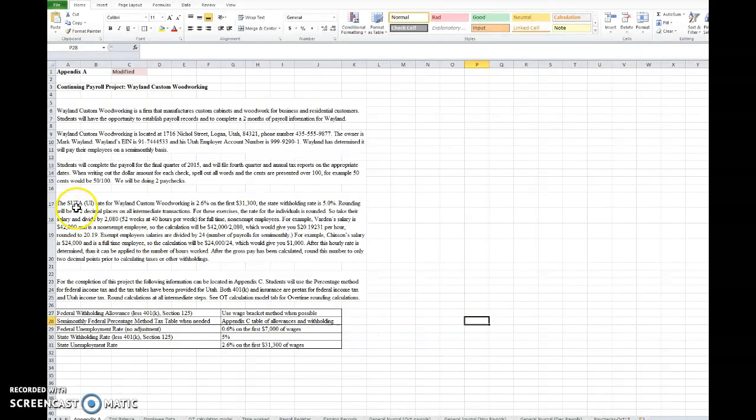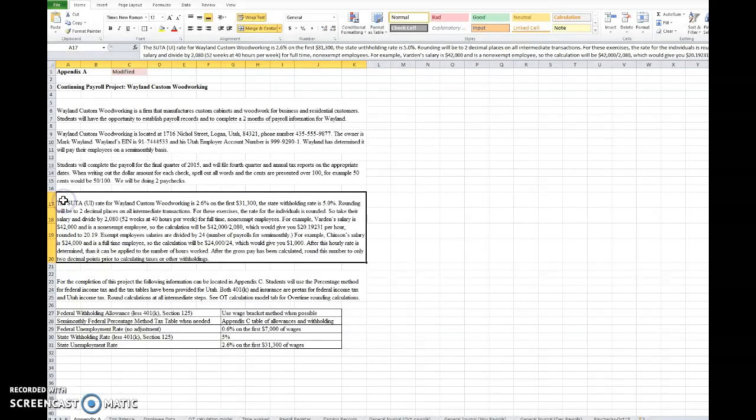What also is given to you is the SUTA rates along with the FUTA rates, and the state withholding rate is at 5%. So my recommendation to you is to read the instructions very carefully of what is required based on the rates for tax purposes. Semi-monthly, you will use the percentage method tax table when it is needed.